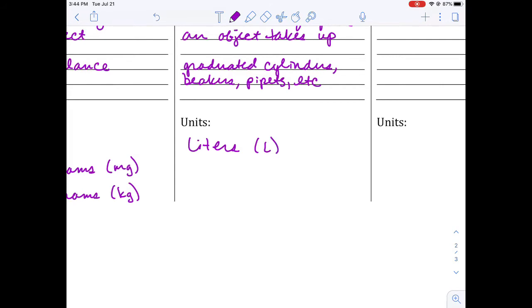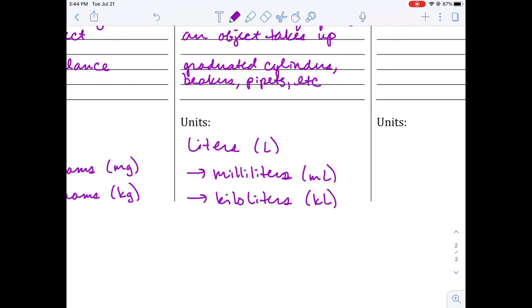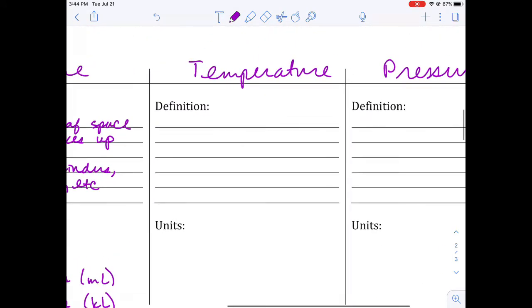We measure volume primarily in liters. Just like with mass, we can have milliliters, which is 1,000th of a liter, and we can have kiloliters, which is 1,000 liters.